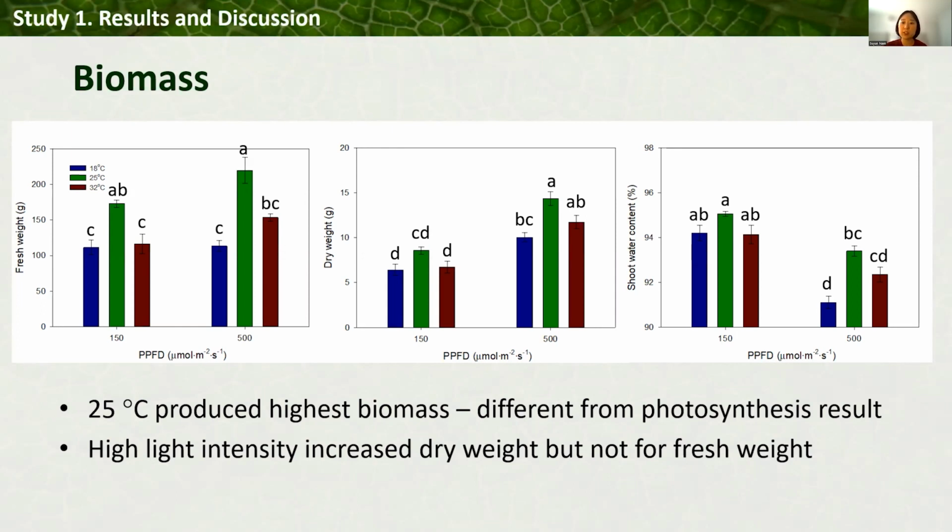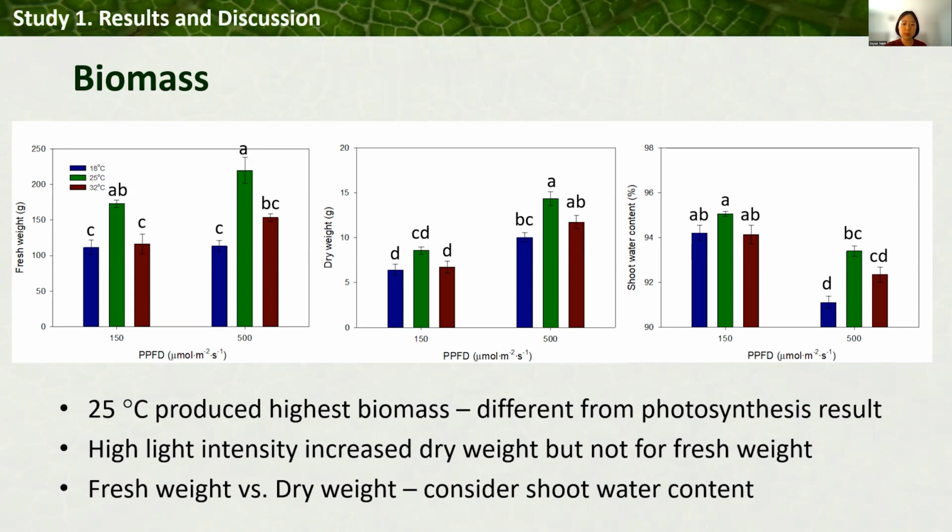But I want to say that shoot water content is different under different PPFD. Under high light intensity, 500, the plants will have lower water contents and more dry weight at the same fresh weight. So we have to consider shoot water contents depending on the research purpose.